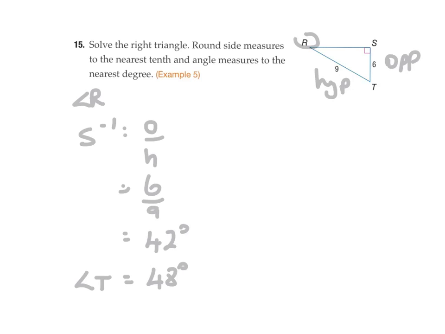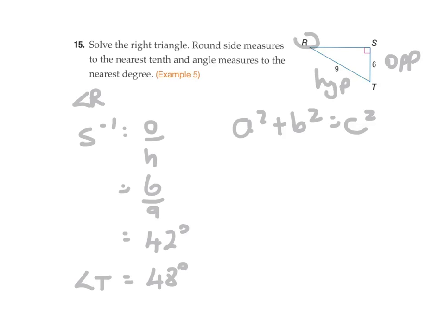And if you want to spend a few seconds just adding together 42 and 48, you'll realise you've got your 90 degrees. Okay, so there's the angles. Now we need to use the trigonometry to find the missing side. Okay, so Pythagoras. So Pythagoras, a squared plus b squared equals c squared is your formula.